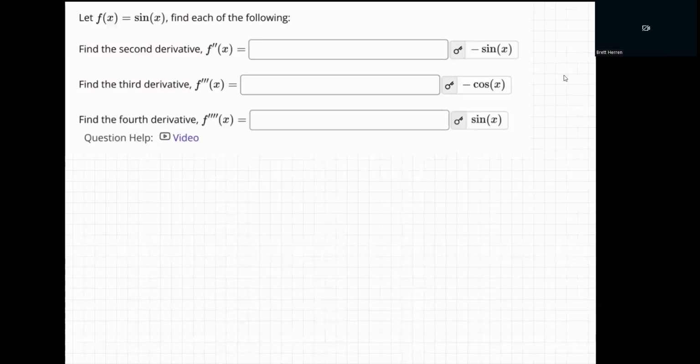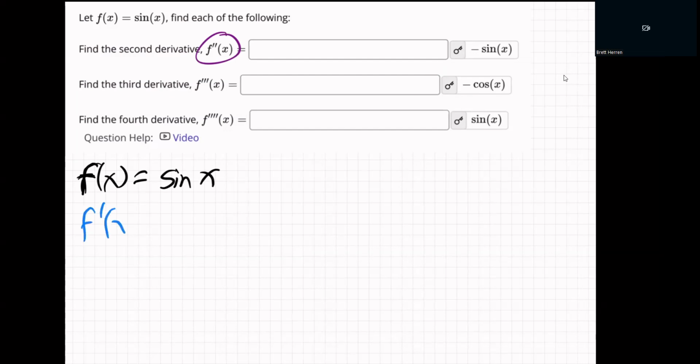This question wants us to start off with f of x, that's f of x right there, equal to sine x, and then take a bunch of derivatives. It skipped the first derivative, so let me do that. What's the derivative of sine? Let's write them on the side here.